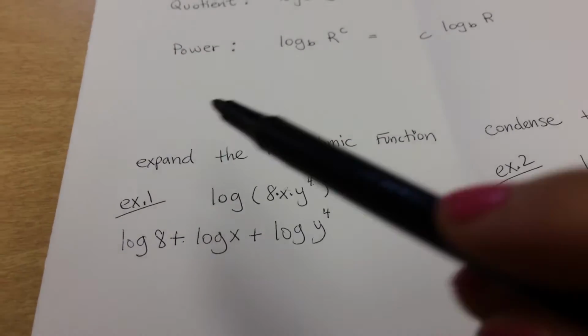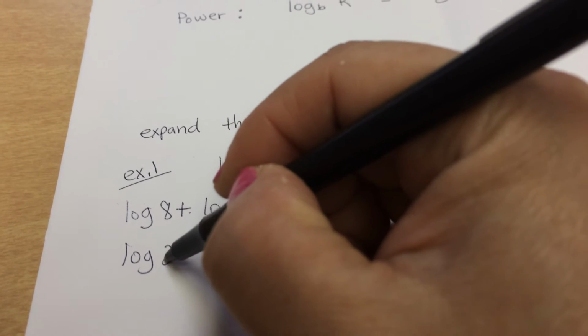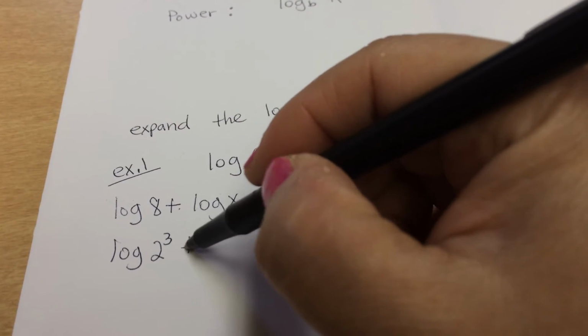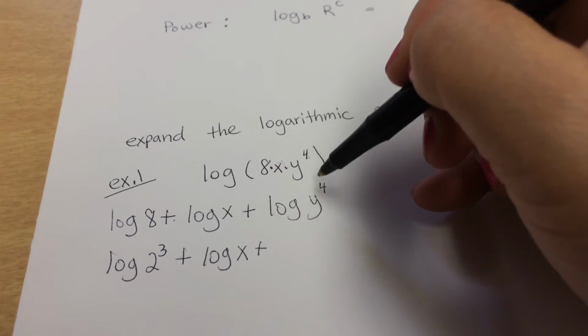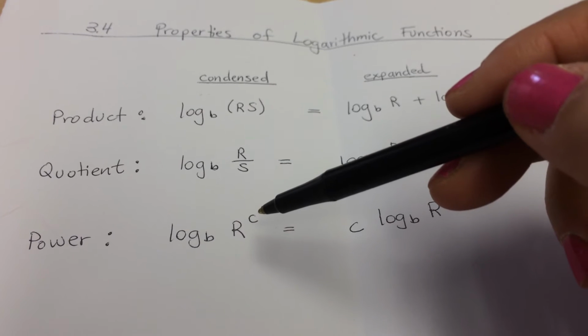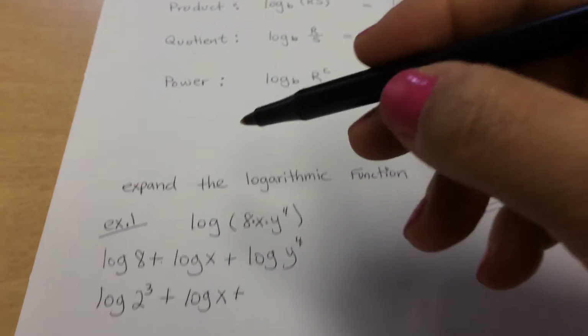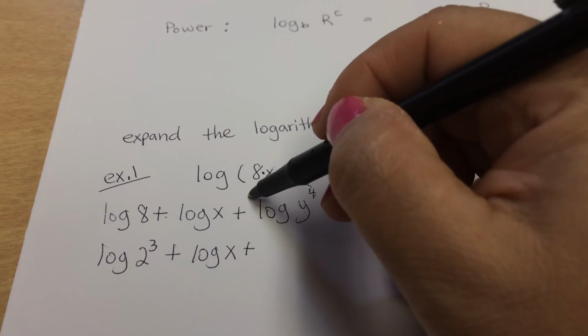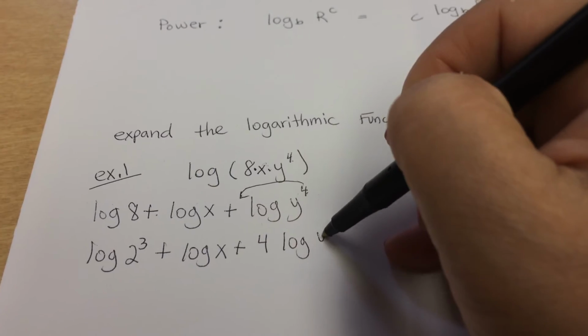So 8 can be broken down to 2 to the 3rd. So we're going to go log base 10, 2 to the 3rd right there, plus log base 10 x plus, and now this 4 right here is going to use this rule right here. It says that if I have a power up here, I can always bring it to the front. So that's what we're going to do. We're going to take this 4 and bring it to the front. That gives me 4 log base 10 and then y.